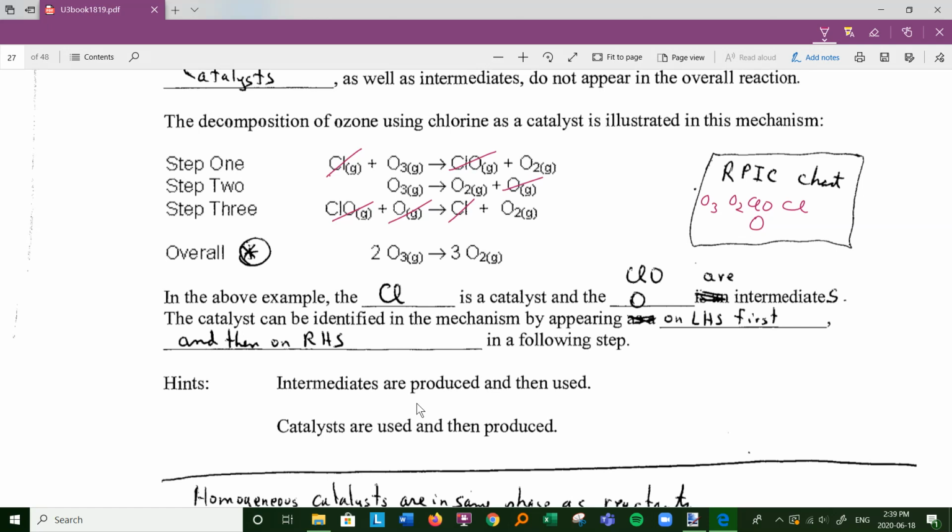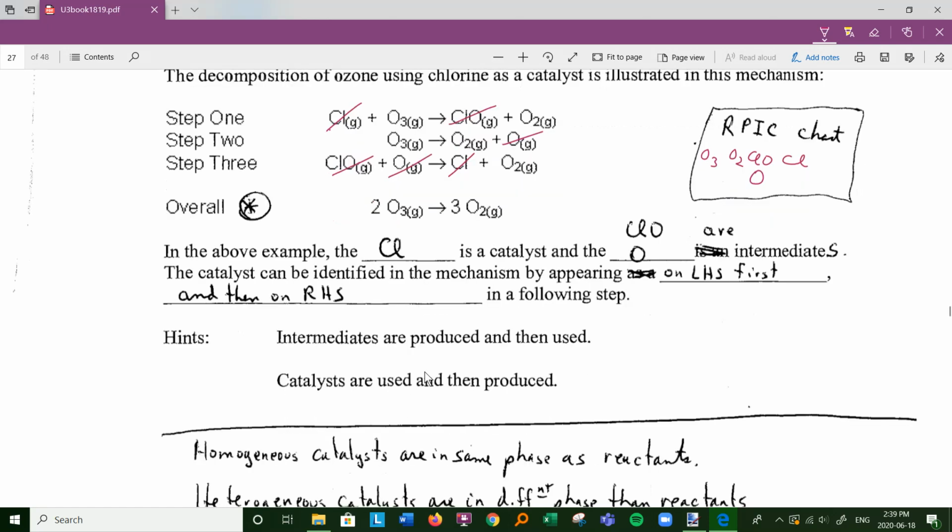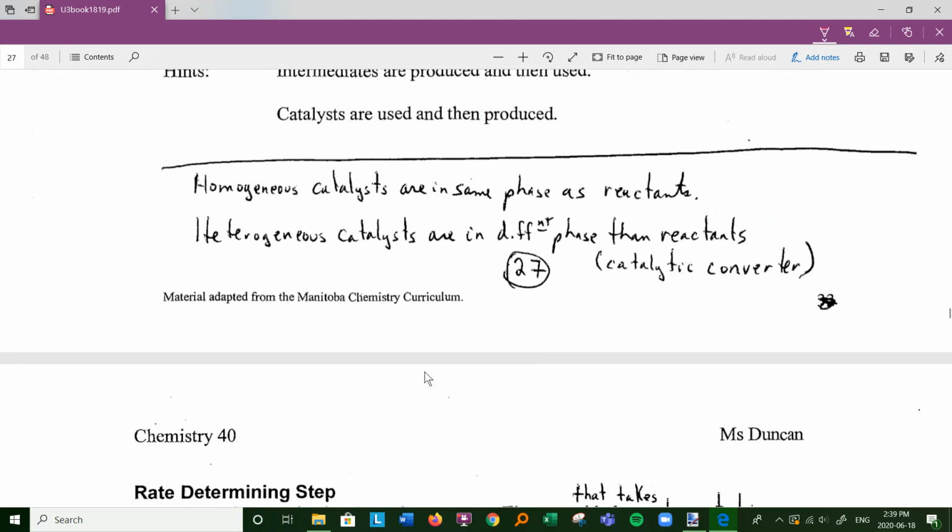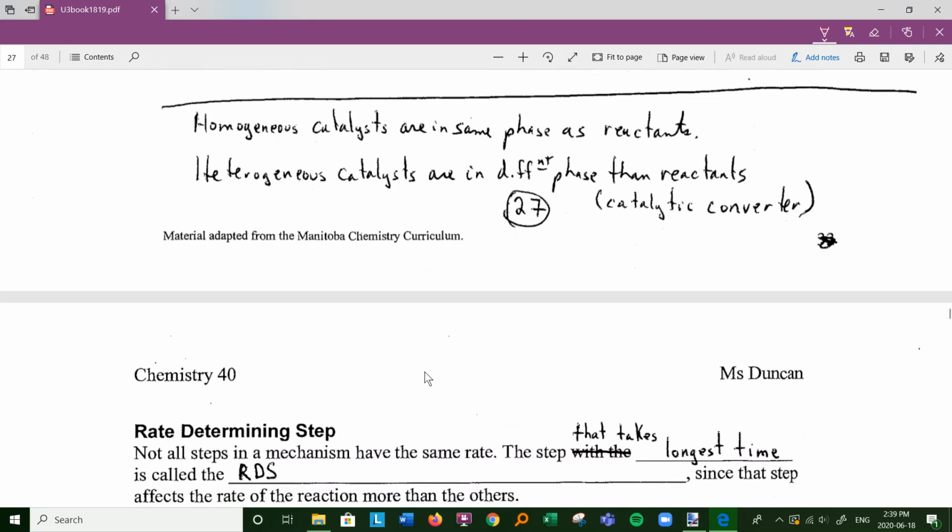Now there was another example of a catalyst using hν earlier on, and you can find that a few pages back in the book. And there's lots more examples you can find, and even look at some of our videos on catalysts, you'll find more. Now speaking of catalysts, homogeneous catalysts are in the same phase as a reactant.